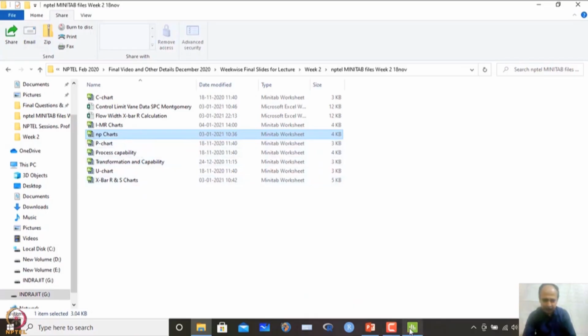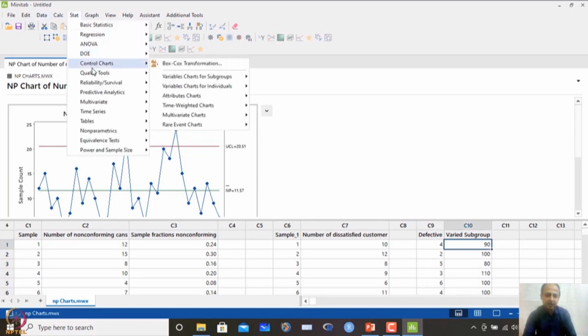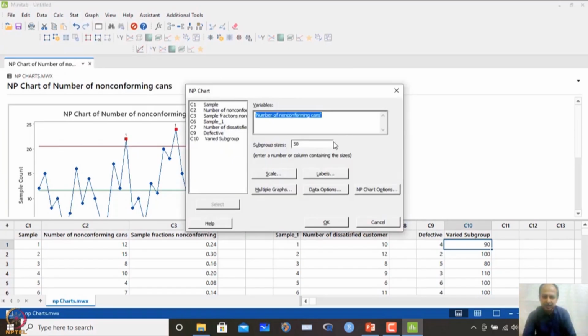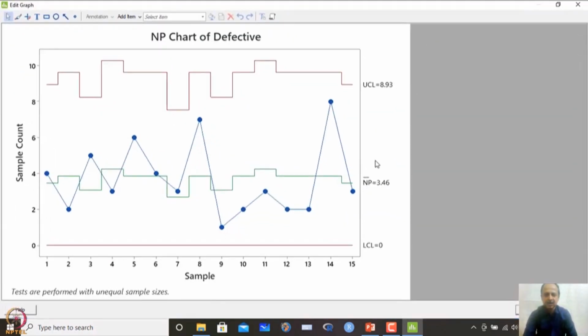So, maybe some example, this is variable subgroup size, what you see in C9 and C10. So, the number of defective samples and the sample size change, and in that case also you can plot this. So, Control Charts, Attribute Charts, NP chart, and I mention that I want to see defectives, and instead of 50 I say that the sample size is in column C10, and I want to see what happens. Then you get this type of control chart. This is an NP chart where n is varying.